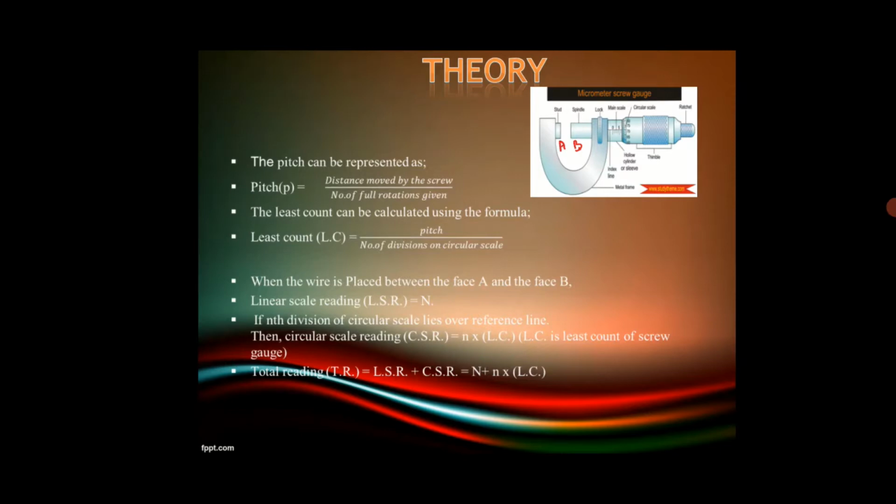When the wire is placed between the face A and the face B, linear scale reading is equal to N. If the nth division of the circular scale lies over the reference line, then circular scale reading CSR is equal to n into LC, where LC is the least count of the screw gauge. Total reading is equal to linear scale reading plus circular scale reading, that is equal to N plus n into LC.